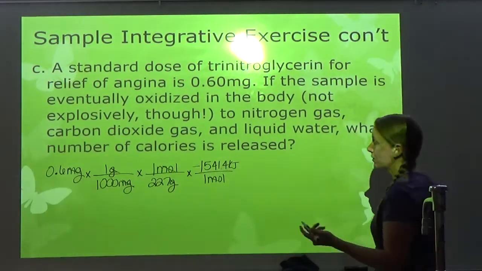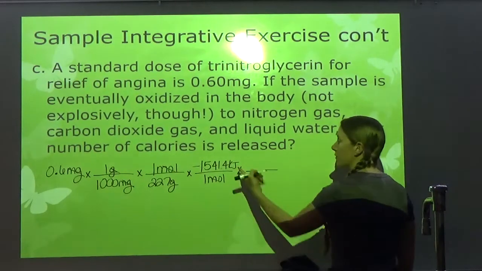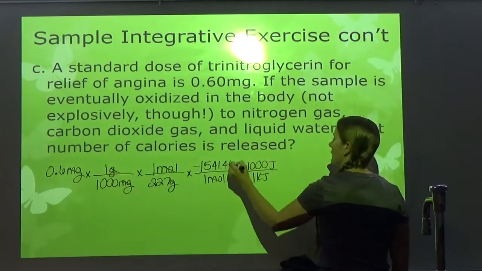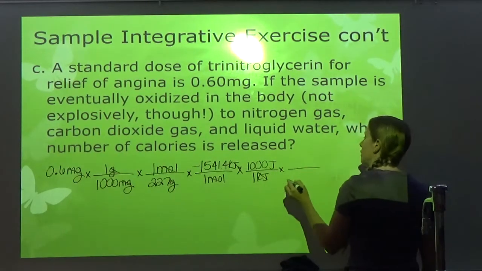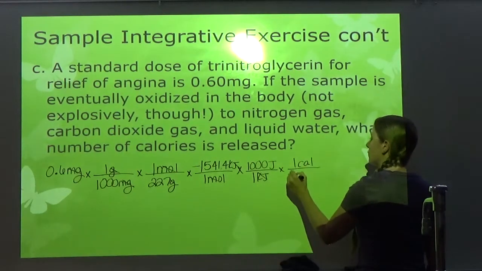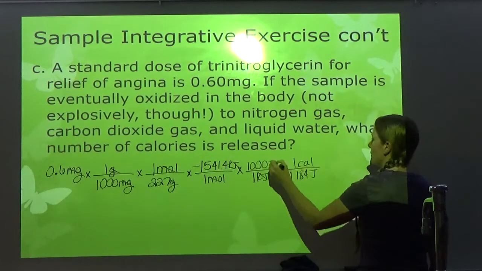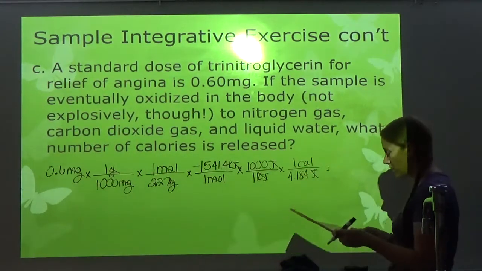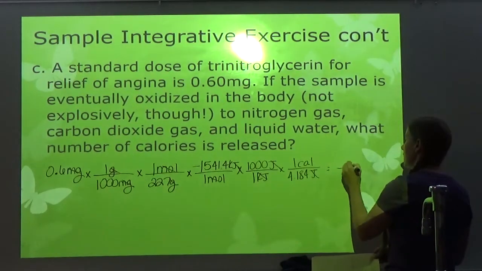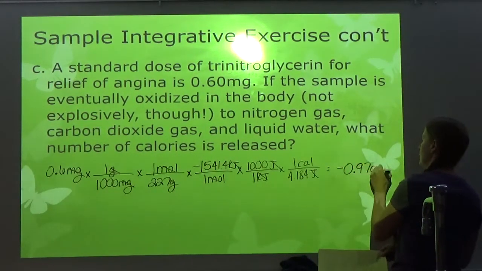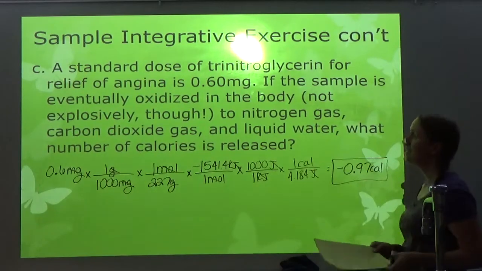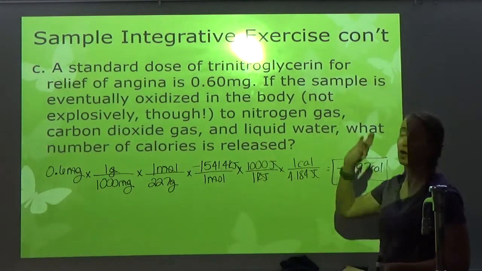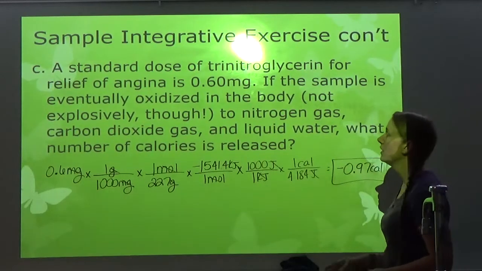But then it wants calories. So I need to get from kilojoules to joules. So 1 kilojoule is 1,000 joules. And then 1 calorie is 4.184 joules. Okay, so this is just a long conversion problem. Super long conversion problem. So I end up getting negative 0.97 calories. So in other words, 0.97 calories is released when your body oxidizes this low dose of trinitroglycerin.